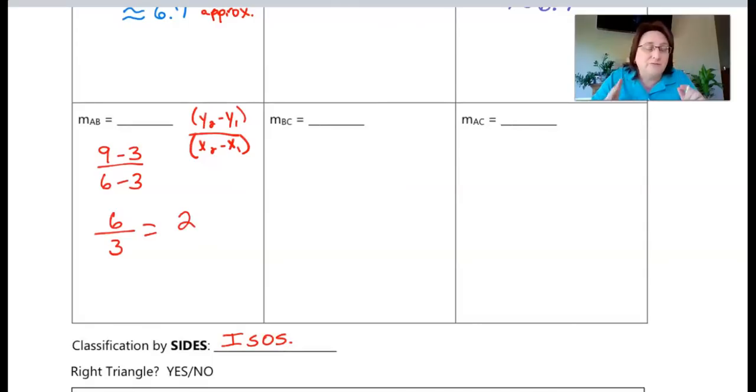I want to leave it as a fraction because, remember, ladies and gentlemen, we're trying to see, are any of our slopes negative reciprocals? So when we talk about the slope of AB, I'm going to put that it is a positive 2/1. I'm going to use that slope right there to try to find negative reciprocals. I did one of the slopes with you guys. I want you to go and find the slope of line BC. Go find that right now.